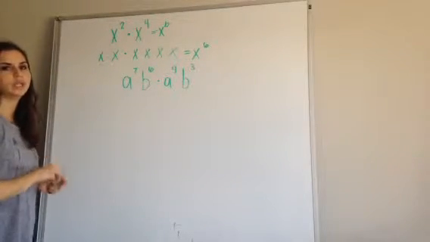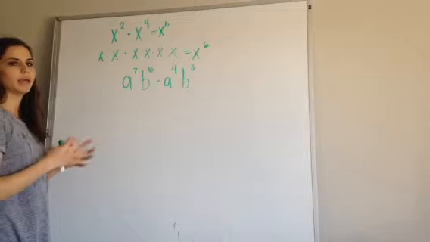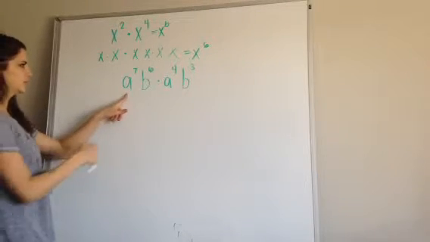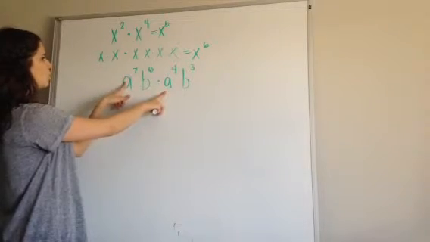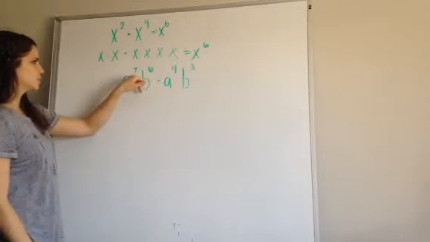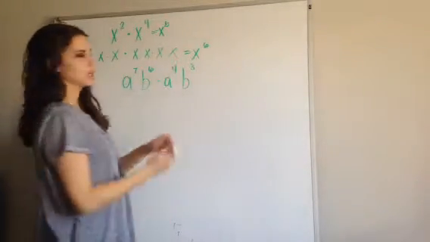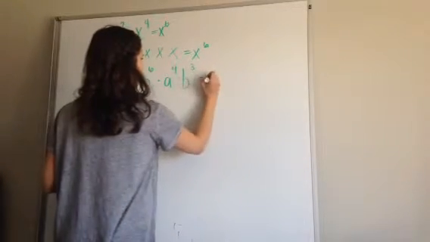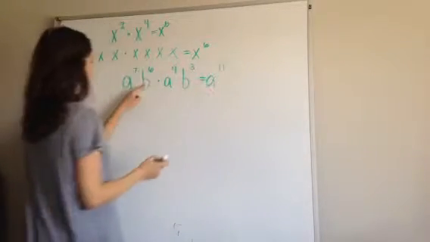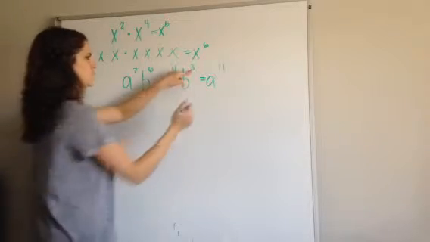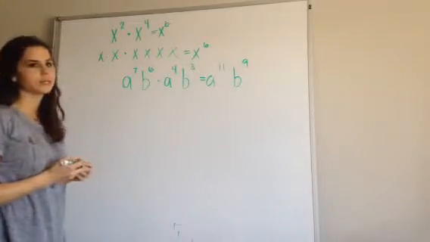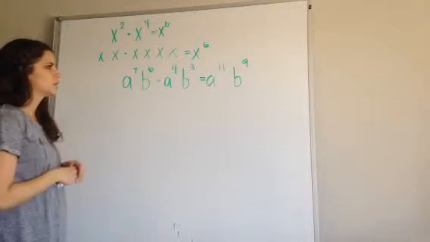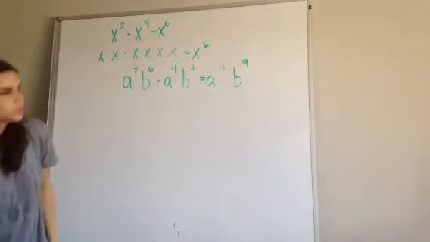So I can only multiply them if the variables are the same. So a to the 7th times a to the 4th. So we're just going to do the a's. So we add the exponents. So 7 plus 4 is 11. So a to the 11th. And then 6 plus 3 is 9. So b to the 9th. And that's it. That's all you do for multiplying. Okay, let's do dividing.